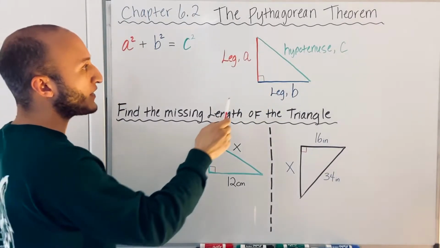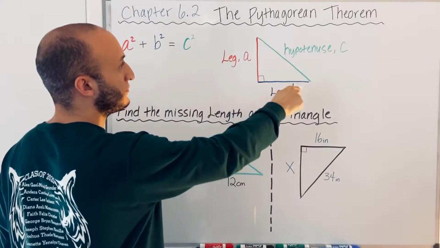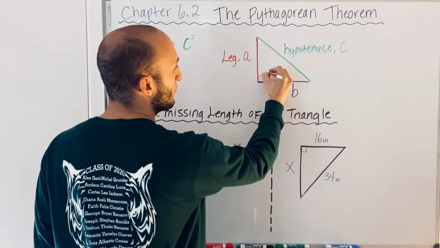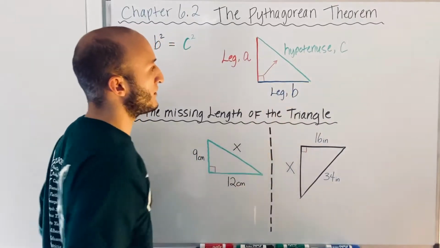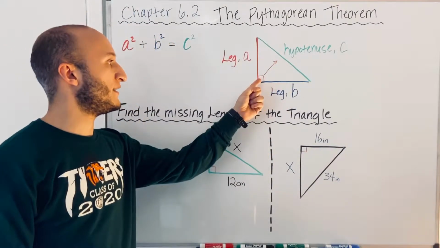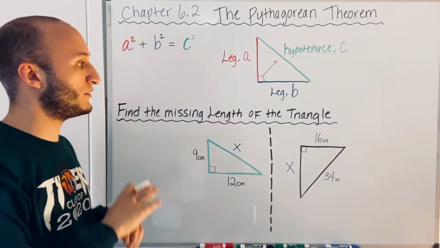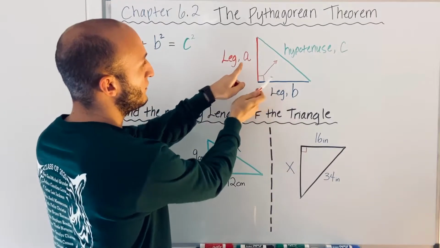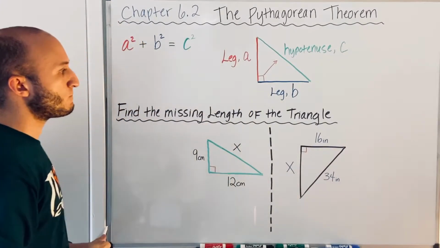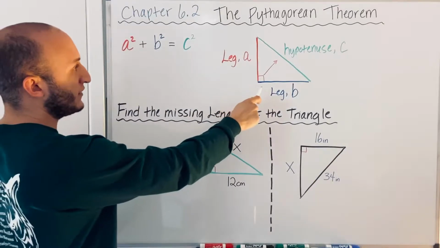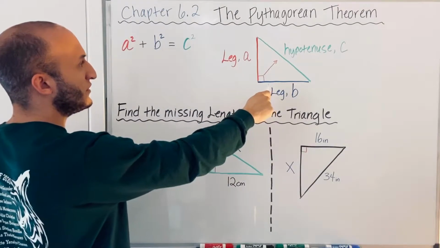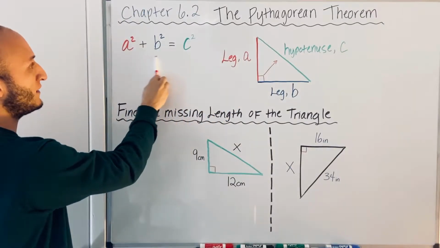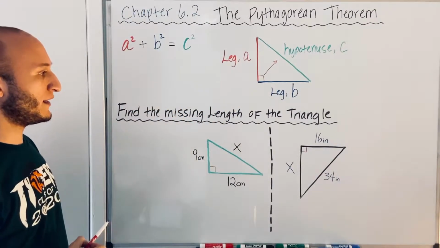Now, in every right triangle, the side across the 90 degree angle is your hypotenuse every time, okay? Then the other two sides will be your legs. Once you know that, you can differentiate between your legs and your hypotenuse, and you'll be able to plug it in here and solve for the missing length.